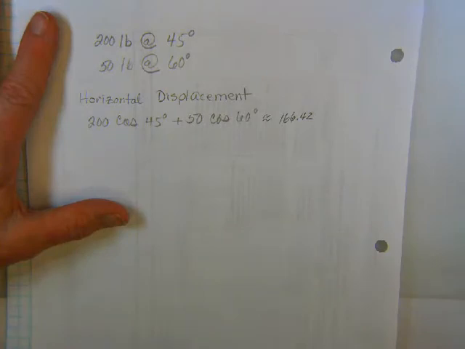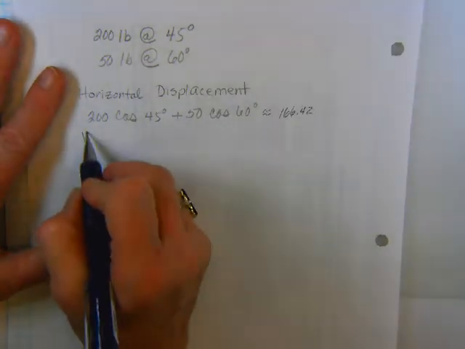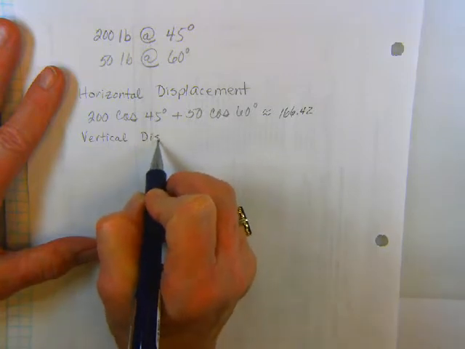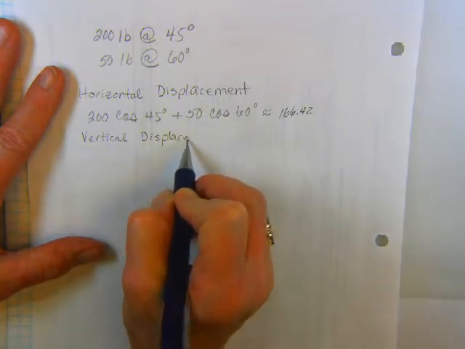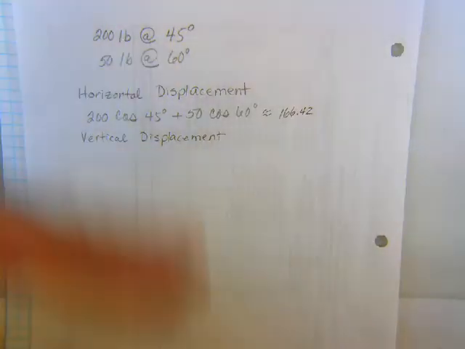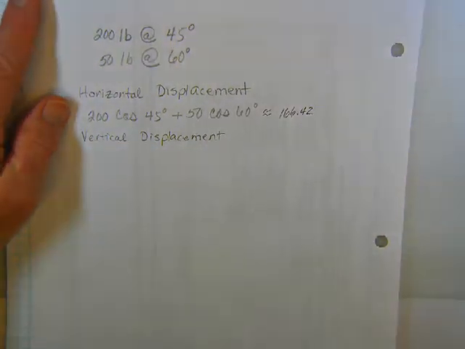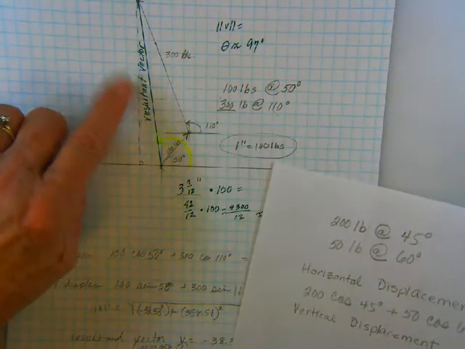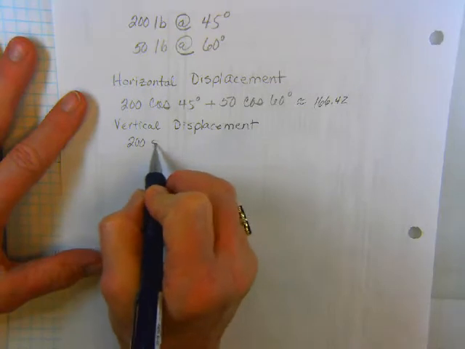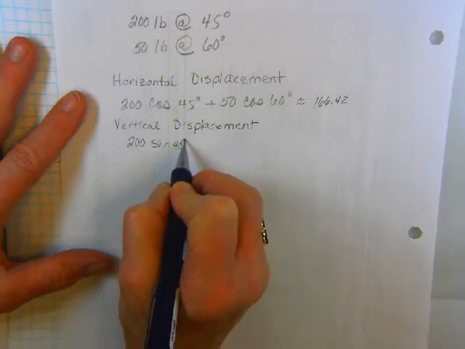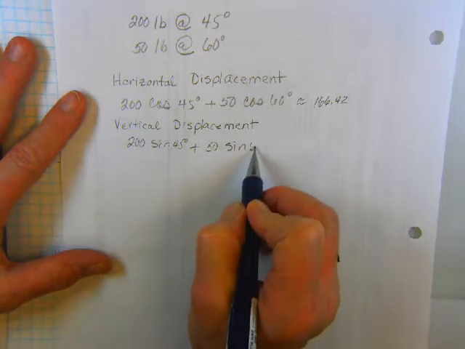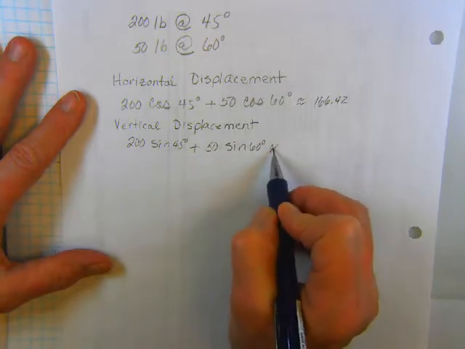Okay. Now we're going to do our vertical displacement. Now in vertical, it's going to be up and down. Think about it, isn't that going to be your sine factor? So you're going to have 200 sine 45 degrees plus 50 sine 60 degrees. And what is that going to give you?